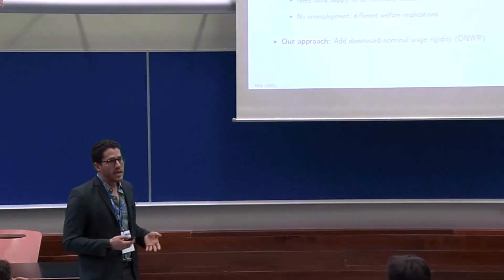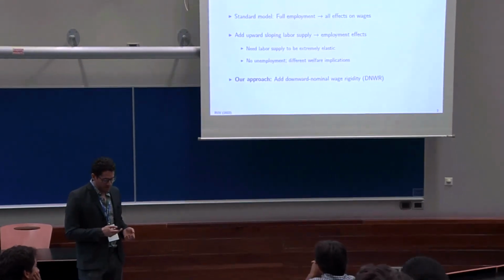Of course, one easy fix would be to add an upward sloping labor supply, and then you can already get employment effects, but there's still 2 problems with doing that. The first one is that you would need labor supply to be extremely elastic in order to match the ADH evidence, and that doesn't correspond well with the macroeconomic evidence on the elasticity of labor supply. And then you still wouldn't have any unemployment, and that could presumably give you different welfare implications than having a model where there's actually unemployment.